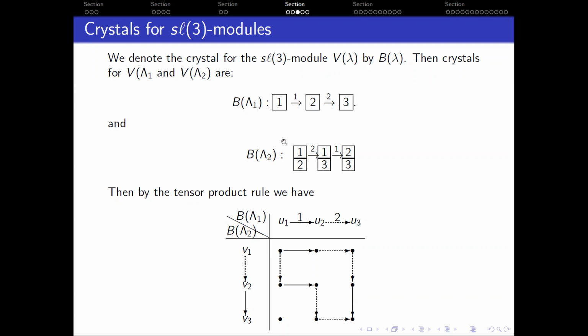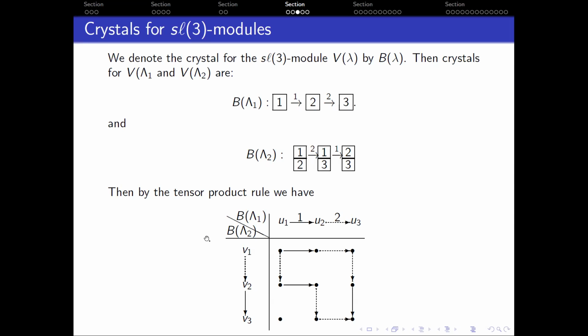And similarly, V lambda 2 is also a three-dimensional representation. And the highest weight lambda 2, remember, is epsilon 1 plus epsilon 2. So the highest weight is represented by 1, 2. And then first 2 acts, then 1 acts, and you produce these 3.